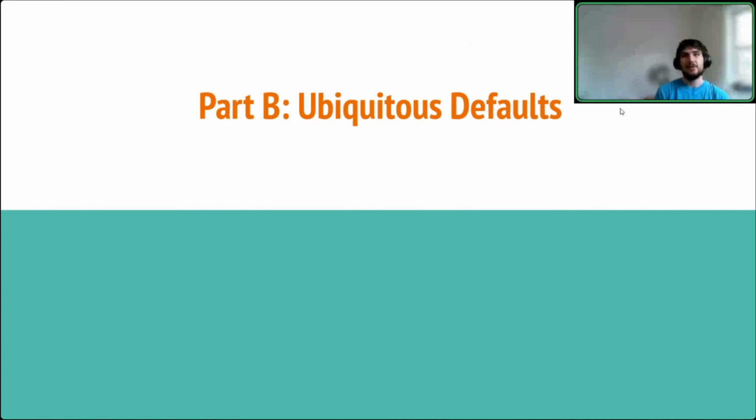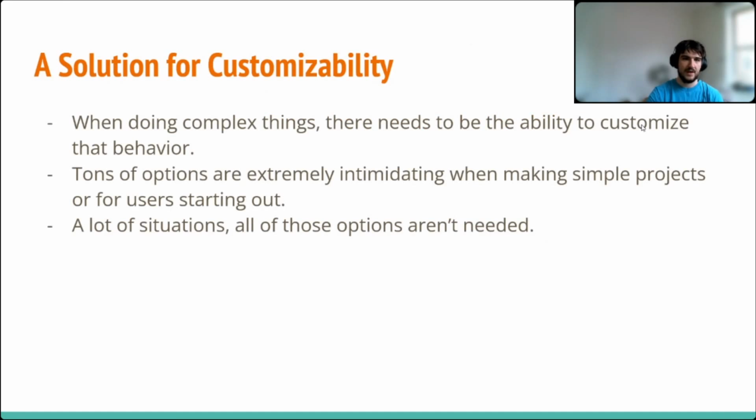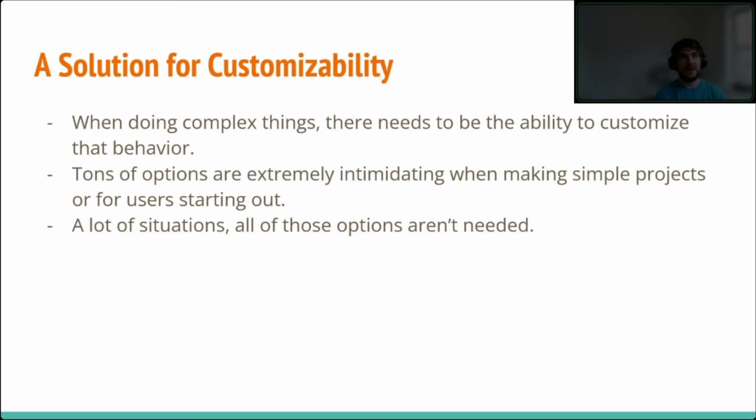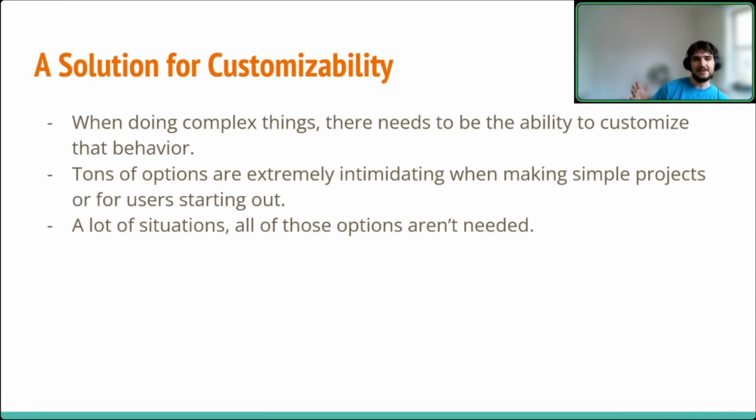All right, so now we're on to my preferred way of giving customizability to users, which is ubiquitous defaults. Whenever you're doing anything complicated, you need the ability to customize. There's some default behavior that most people will need, but some people need something different. One way to solve that is to just give a whole bunch of options. 100 options, whatever. And when you give that to a user, they have analysis paralysis, shut down, and use a different library, because there's so much complexity. They don't know how to make decisions about every single option.